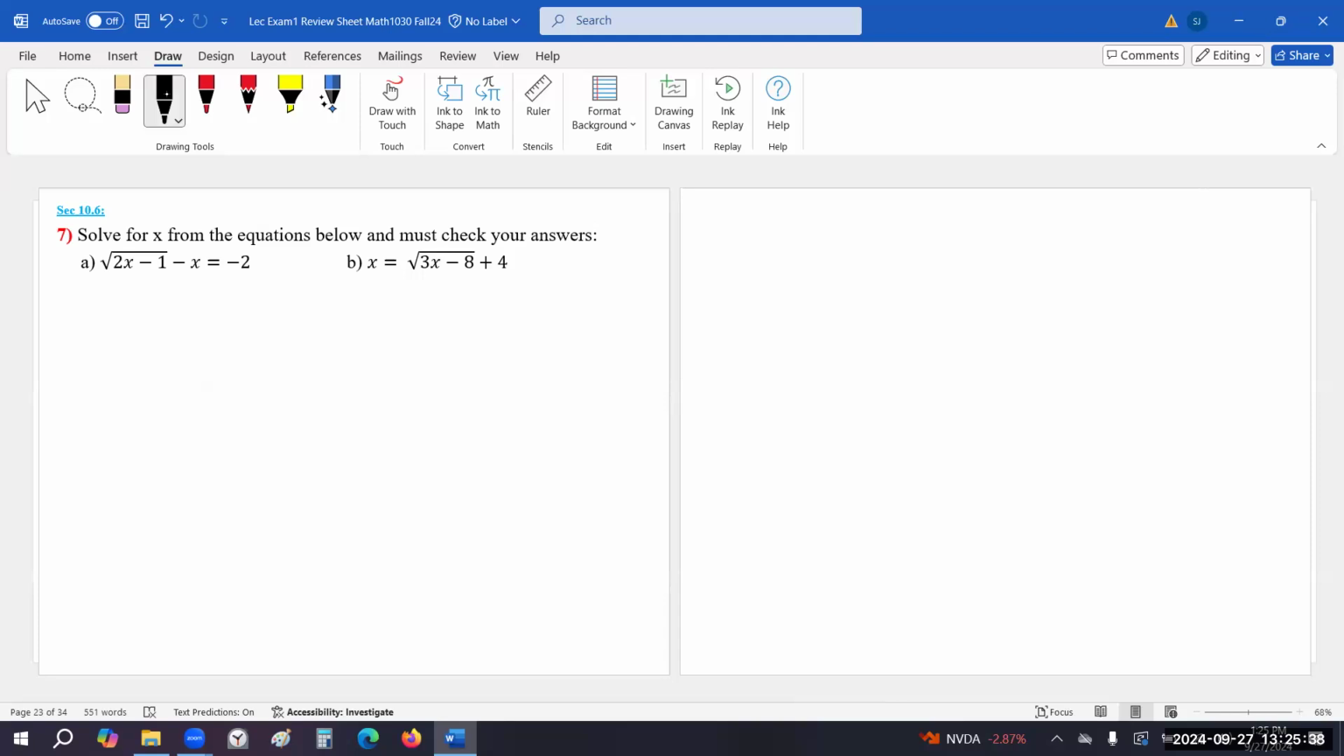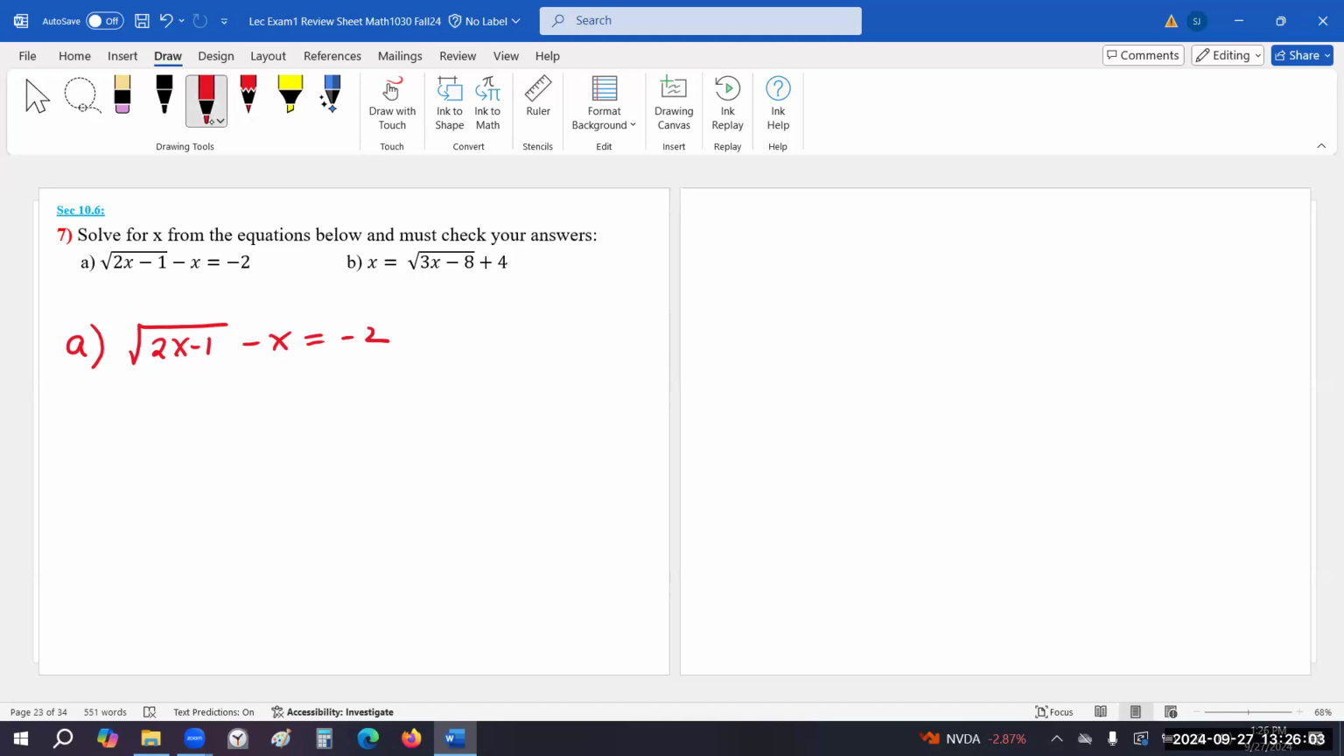Okay, so let's do one from here. Which one do you think we should do? A or B? A? Okay. So we have the square root of 2x minus 1 minus x equals negative 2. And yep, Stephanie remembered correctly. We cannot do anything until we make the radical alone. Now it has its friends next to it, minus x. So it can't do anything.